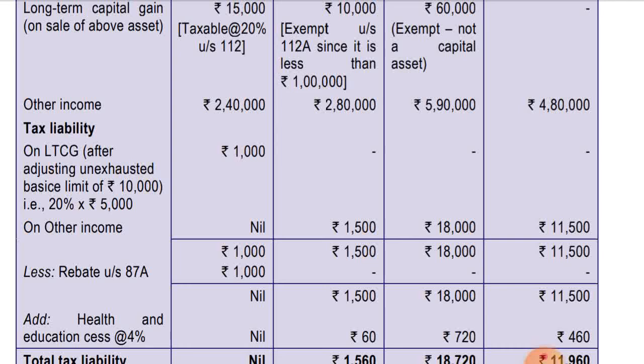As his total income is up to 5 lakhs, he will be getting a relief under section 87A, as it is available only to a resident individual. So he is a resident individual, so he will be getting a relief under section 87A of up to rupees 1,000, and health and education cess is nil, as tax is nil, so tax liability is nil.